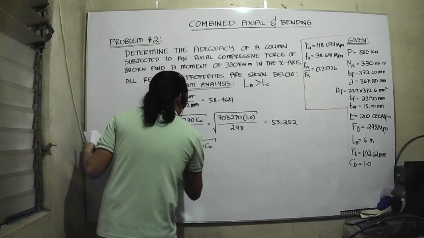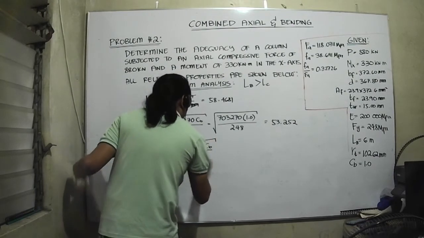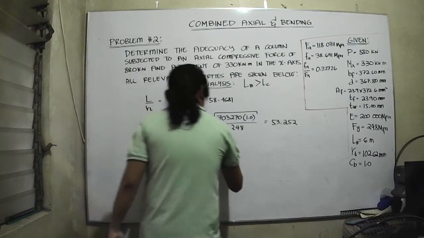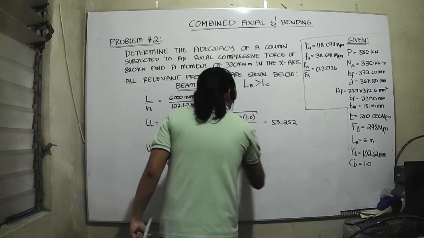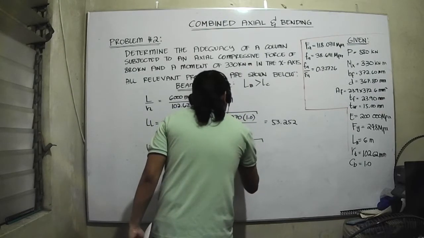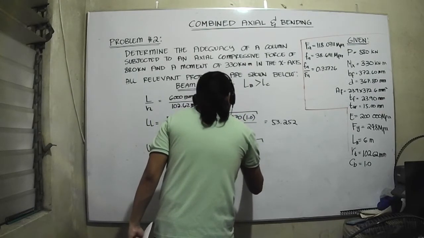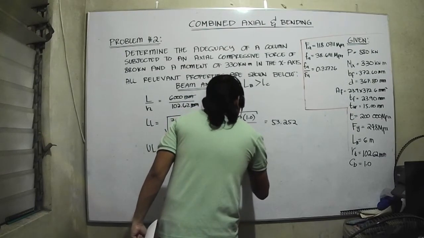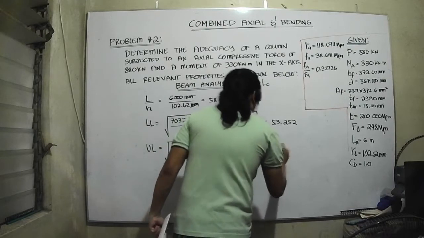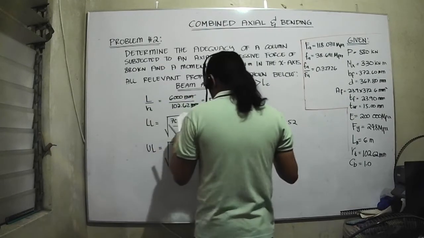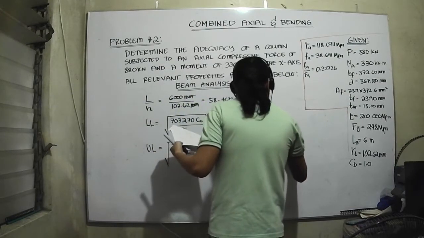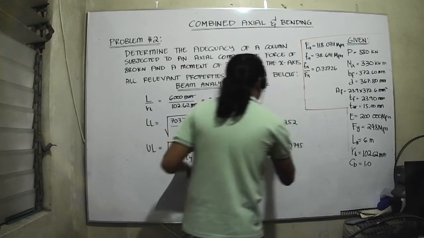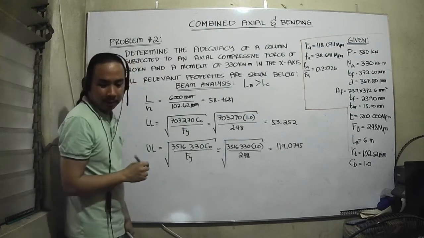3516,330 CB divided by 5. If we substitute for this, that would just be 3516,330 times 1.0 over 248, and that should be equal to 119.0745. Okay, so that is the first one.